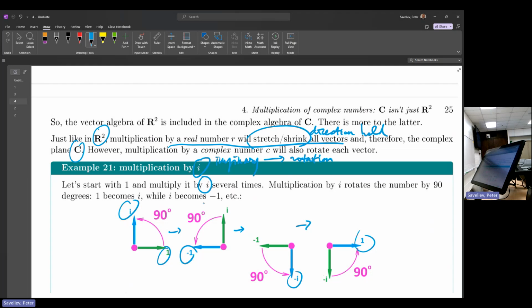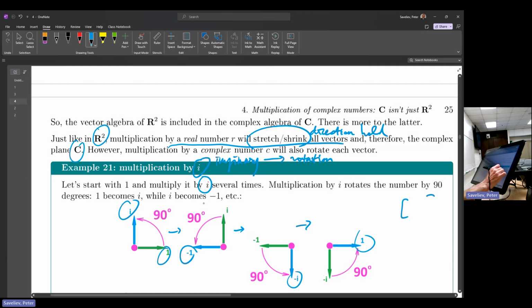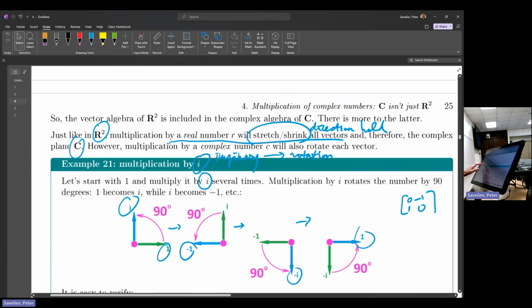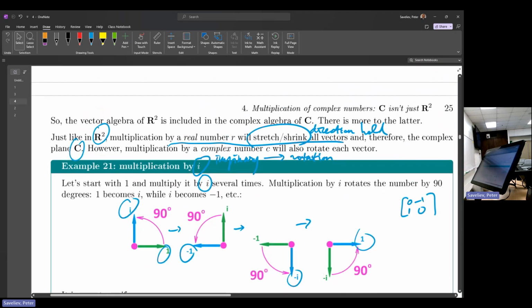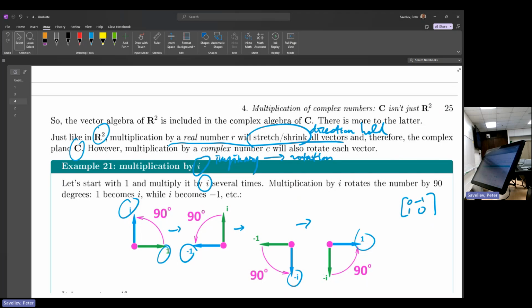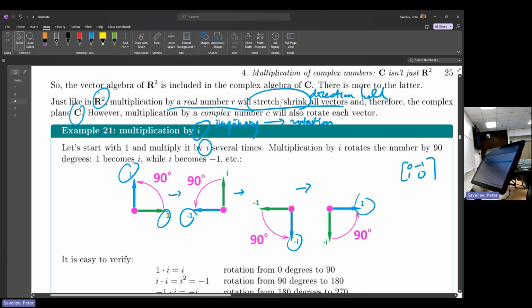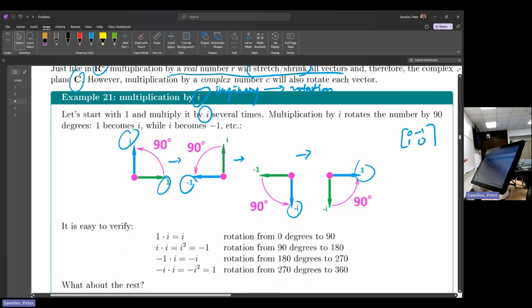If I were thinking of this as a linear operator, I would have this. Remember, rotation by 90 degrees, that's what the matrix is. It is interesting that multiplying by one single complex number actually produces a linear operator. We're not going to go in that direction. We just want to see the meaning of this algebraic operation on complex numbers.